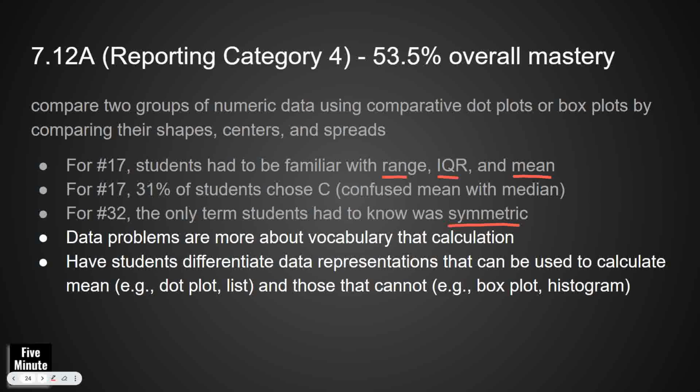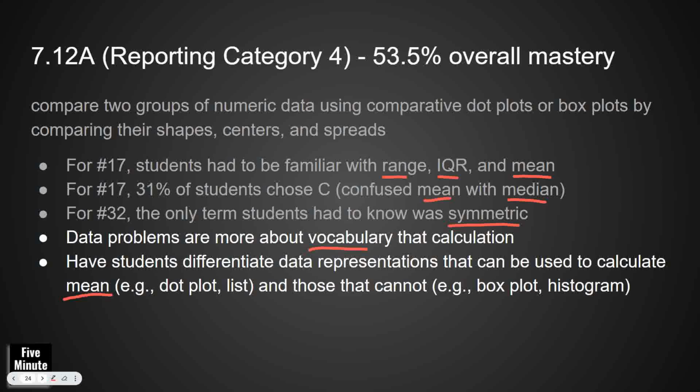So data problems are a lot more about vocabulary than calculation. We had to do a little bit of calculation, but it's basic subtraction on number 17. Really it was understanding what the vocabulary terms mean, including confusing mean and median. And then students probably need help with this word mean because we don't use it an awful lot. And sometimes we won't even call it the mean, we'll call it the average. So probably it would be good for them to do a real quick activity, a table sort, where they're trying to figure out which data representations we could get a mean from and which data representations we could not.